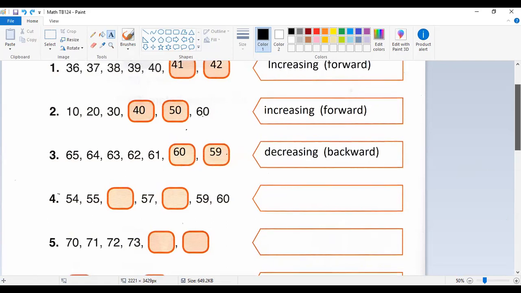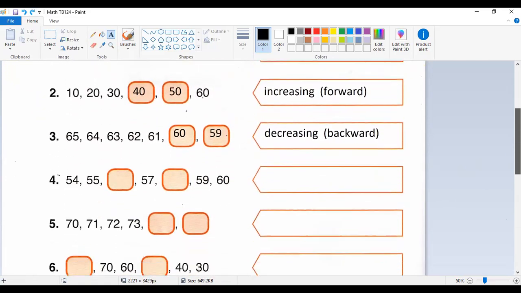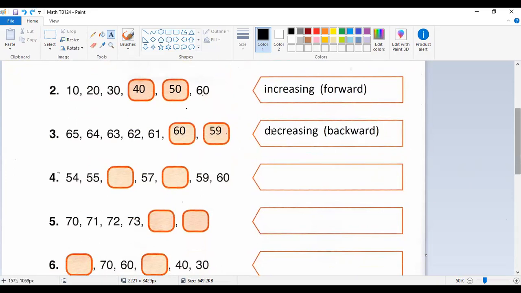It's like they say up here, are they increasing or decreasing? So we just say we're counting backward. We're going backward.